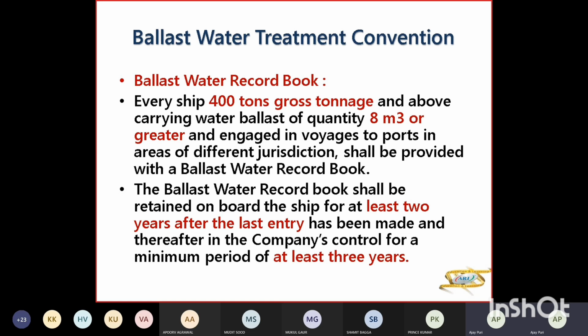Ballast water record book should be retained on board for at least 2 years after last entry. And then after that, it should be in the company for at least 3 years. So 2 years on board after last entry plus 3 years in company after keeping on board.